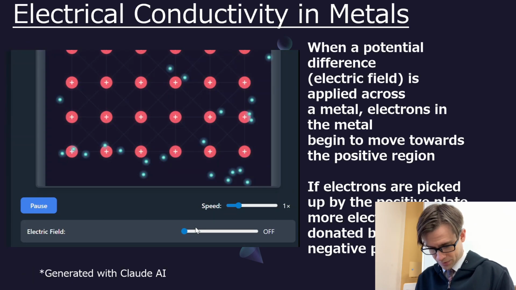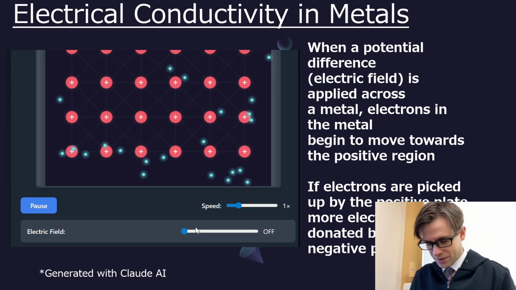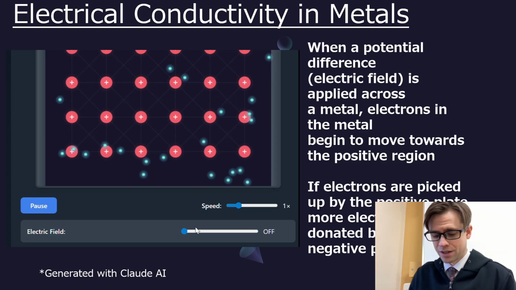Okay, what else can we say? So how about looking at how conductivity would actually work? So when a potential difference is applied, those of you in physics will know what this is after you've studied electronics, but basically it just means we put a field, which is like you can put a positive and a negative plate on each side of your piece of metal. Then we generate an electric field.